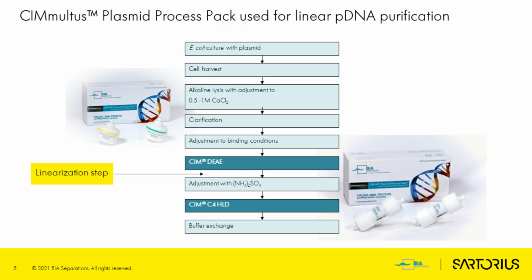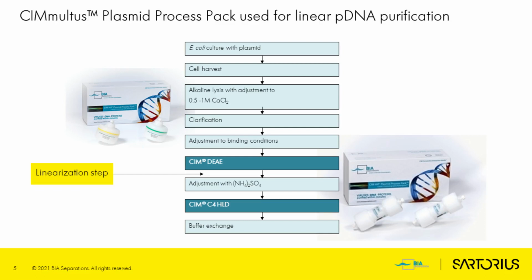But when the plasmid needs to be used for mRNA, we basically suggest inserting a linearization step in between the purification of the plasmid DNA. So in this process, we show the alkaline lysis where we put calcium chloride. Calcium chloride precipitates part of the E. coli RNA and also helps with the filtration.